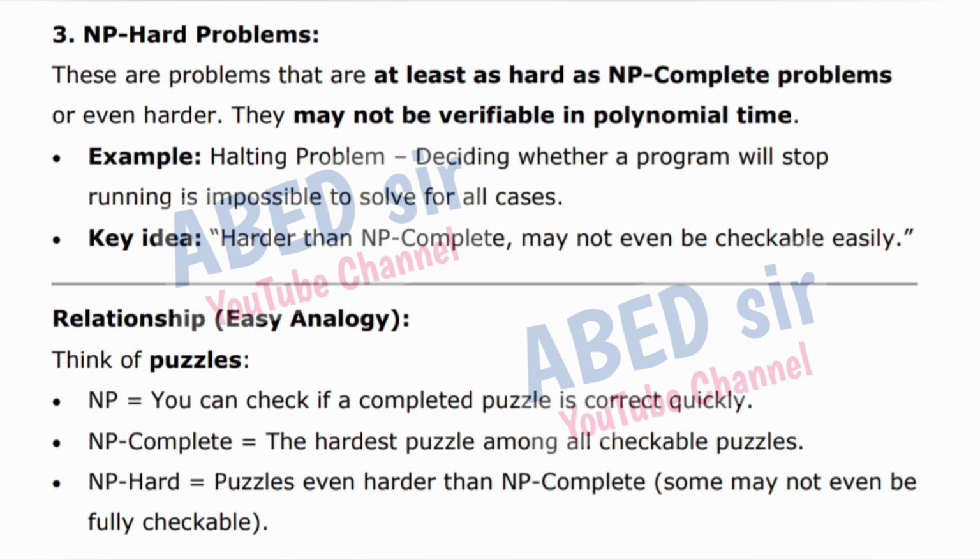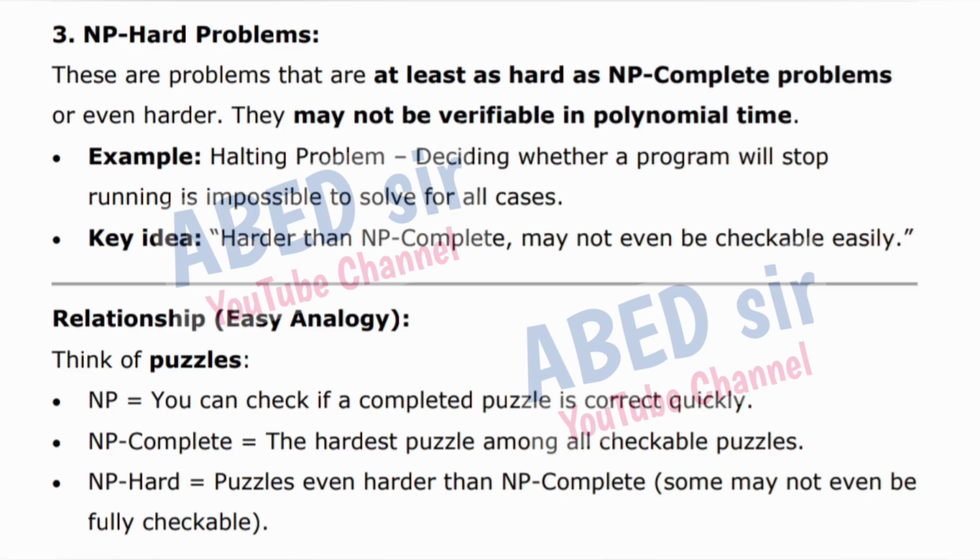3. NP-hard problems. These are problems that are at least as hard as NP-complete problems or even harder. They may not be verifiable in polynomial time. Example: halting problem. Deciding whether a program will stop running is impossible to solve for all cases. Key idea: harder than NP-complete, may not even be checkable easily.